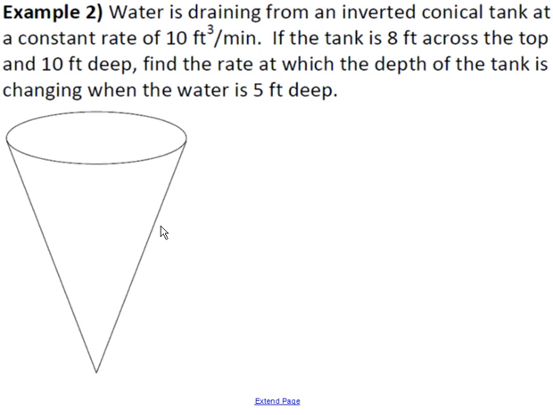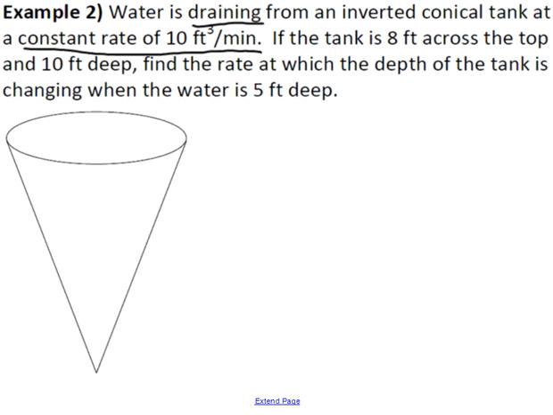Okay, example 2. This is another very classic problem. So you have a cone and water is draining out of that cone. Most of the time, again, they won't give you a picture, but I've drawn an inverted conical tank here for us. So we've got water in this tank, and it is draining. That's our important word. We always want to make sure we know which direction. Is water being pumped into the cone or the tank, or is it being drained or leaking out? So that's important. So draining at a constant rate of 10 feet cubed per minute.